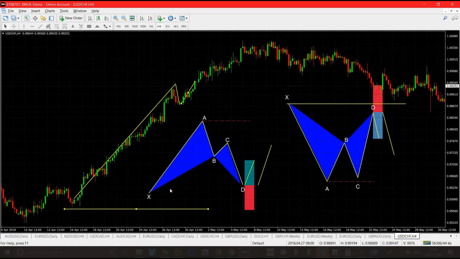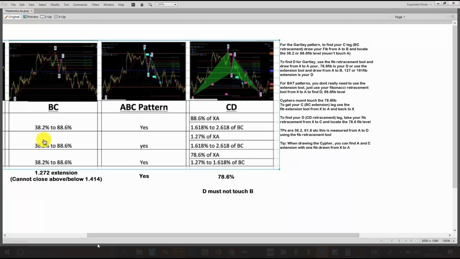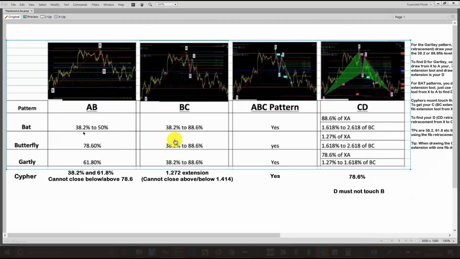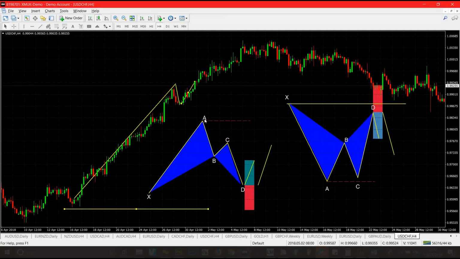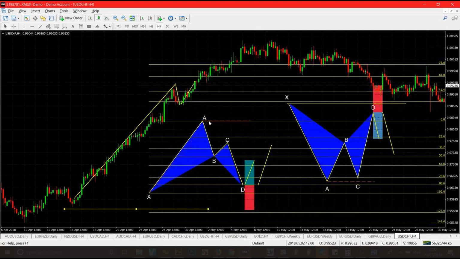To recap, you have your X to A position drawn. After you find your X to A impulse leg, you look for your pullback, and the rule says your pullback must not go beyond 50. So it must be at least 38 to 50. How do you find it? Pick up your Fibonacci to measure it from X to A, and then look for your 38 or your 50. So we used 50 for this one.